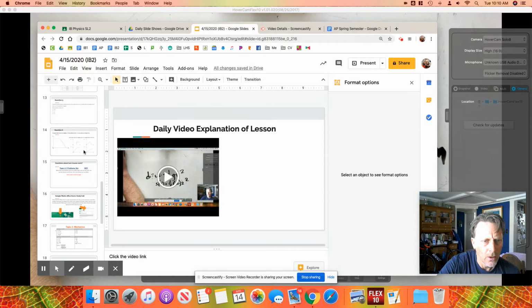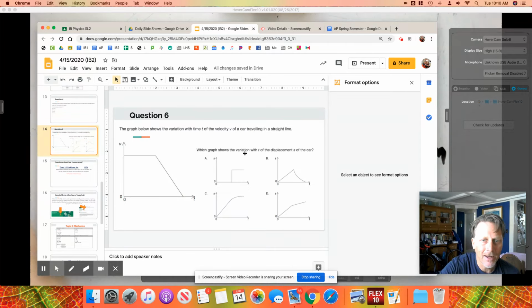Okay, so number six was a graphical kinematics kind of problem. Noticing that you have a VT graph right here, and if you have a constant velocity in the positive area, or in the positive quadrant, you're going to have a positive slope. So if you notice right here, there's a positive slope. Now that could have applied for these two also.